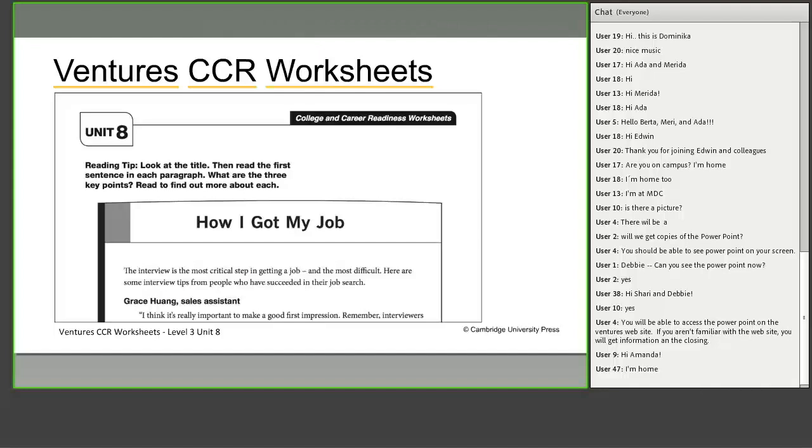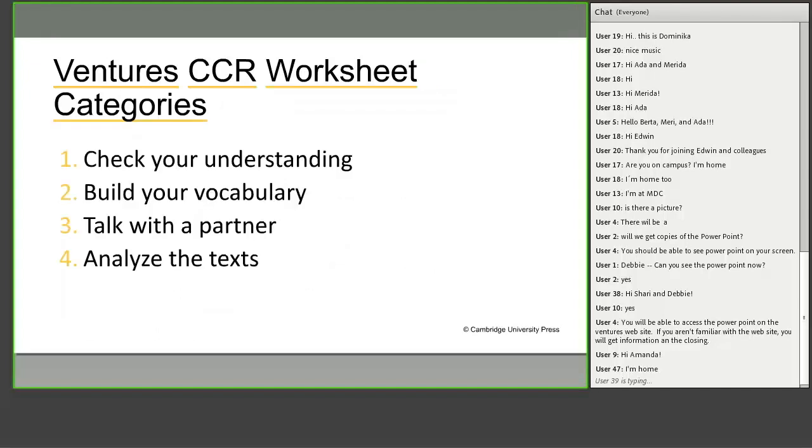So here's a preview of a low intermediate CCR worksheet, Unit 8. The topic is work. In the student book, learners read a story about Eden's blog and her first job interview. To build knowledge on the same topic, learners read an additional article shown here about 3 people and how they got their jobs. Notice the reading tip at the top of the page. There's a corresponding CCR worksheet for each unit in the Ventures series. And at the advanced level, the reading provides an opposing viewpoint to the articles in the student book.